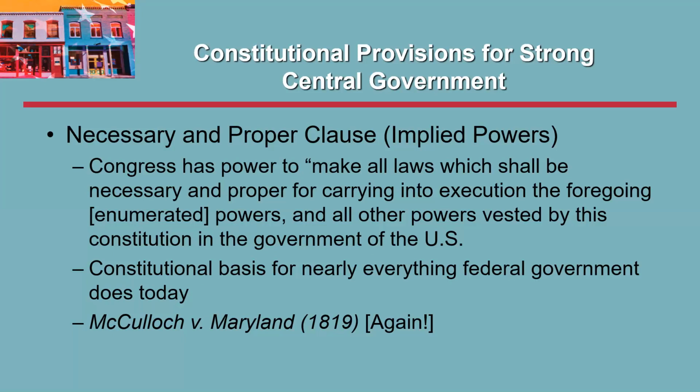According to the Supreme Court, it was necessary and proper for the federal government to establish a bank so that it could carry out those enumerated powers. This case is a good example of how the necessary and proper clause adds meat to the bones of the enumerated powers.